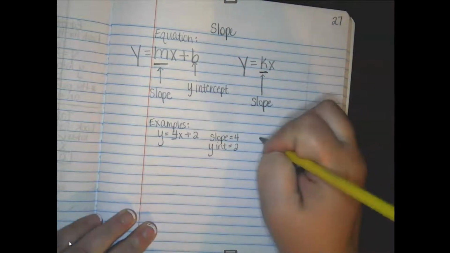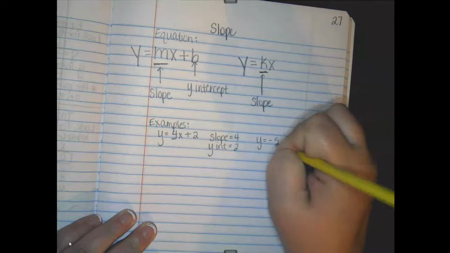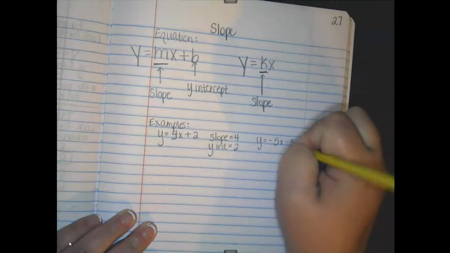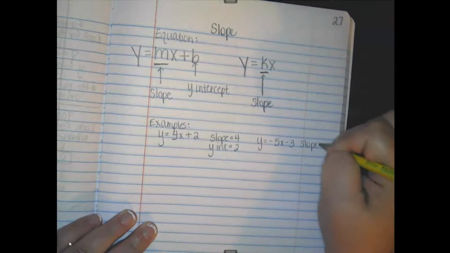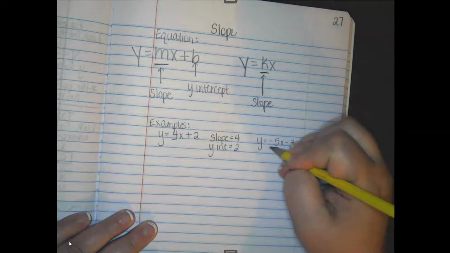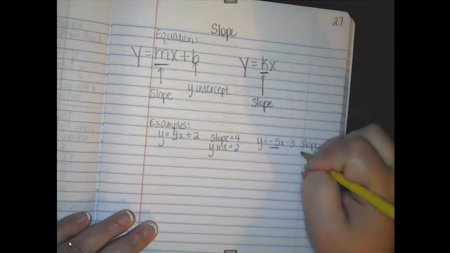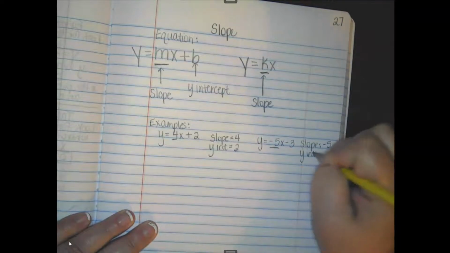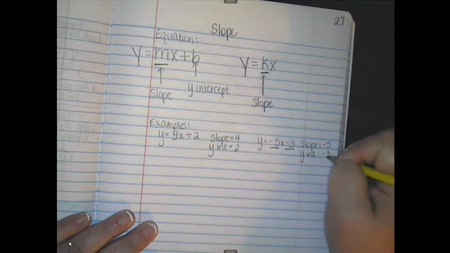Let's look at another example. Y equals negative 5x minus 3. My slope, bring the sign with it, is a negative 5. And my y-intercept, bring the sign with it, is negative 3.